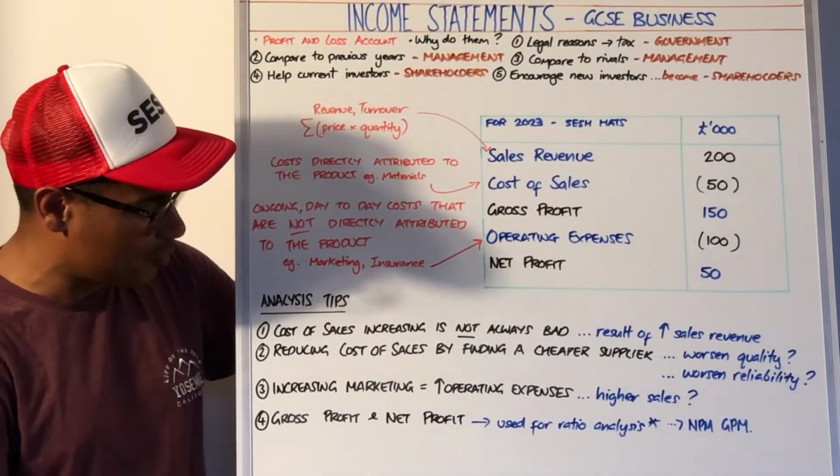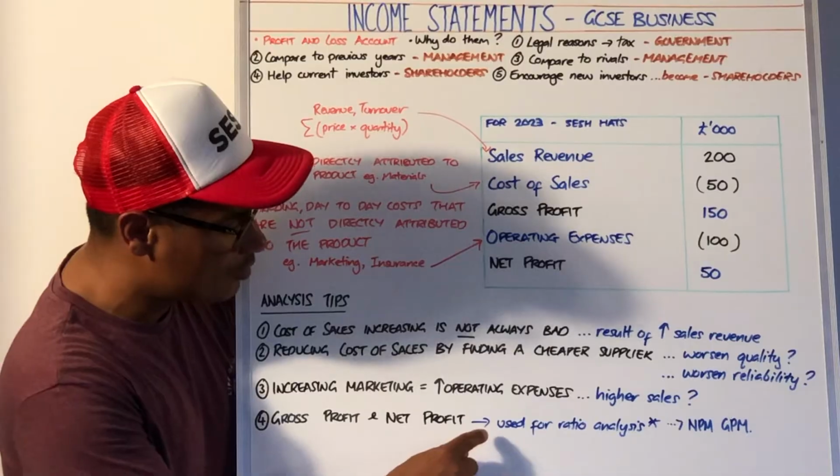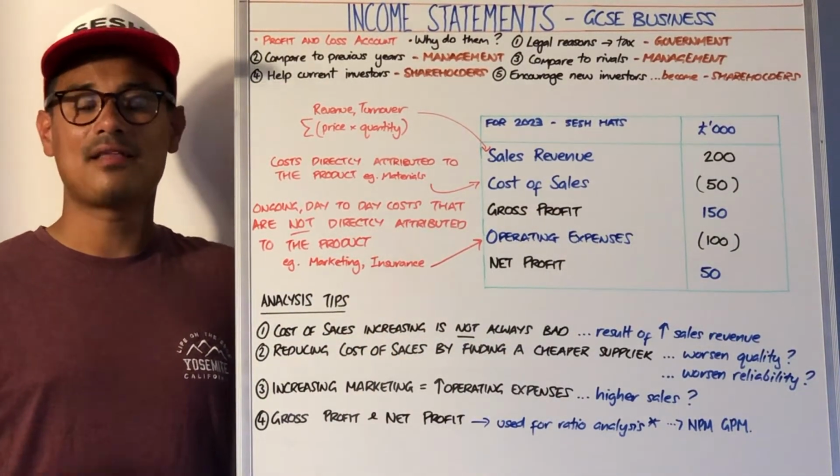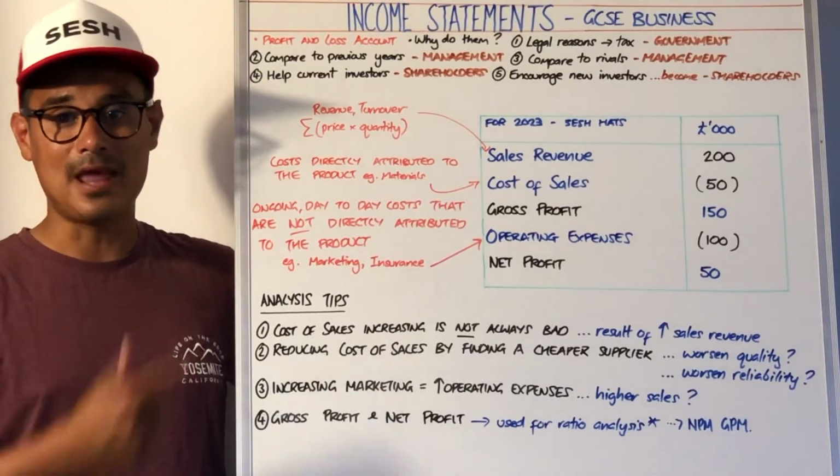Number 4, gross profit and net profit. Well, you're going to use them for ratio analysis. More details on ratio analysis, that's gross profit margin and net profit margin.